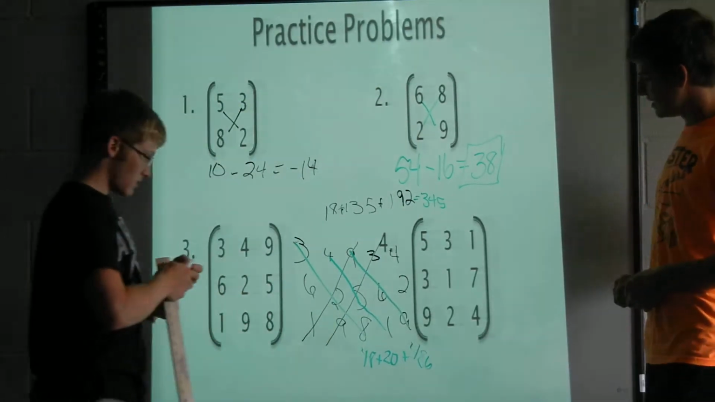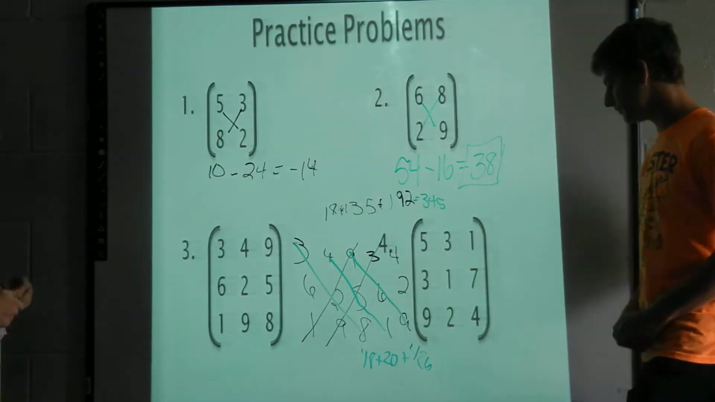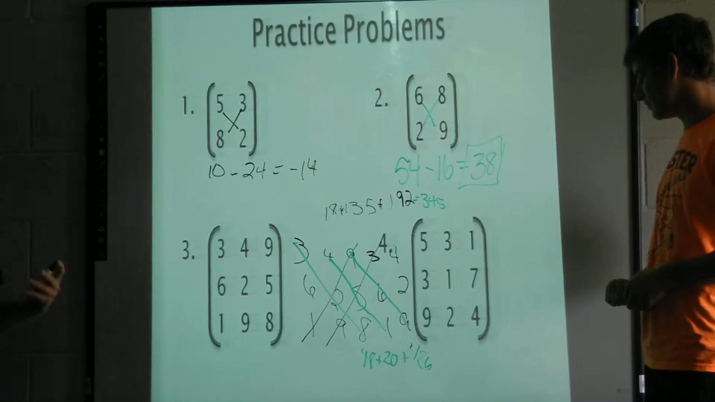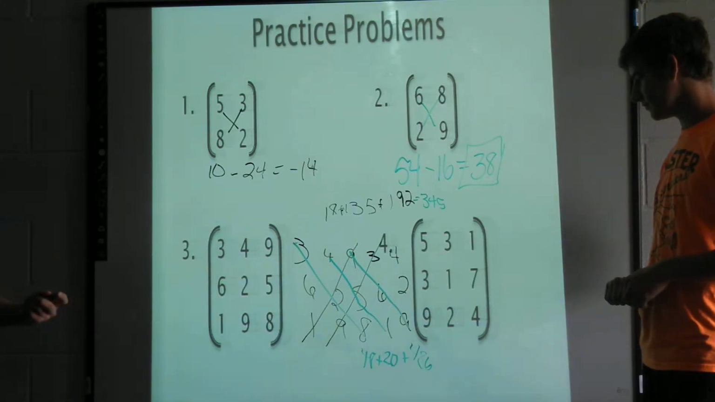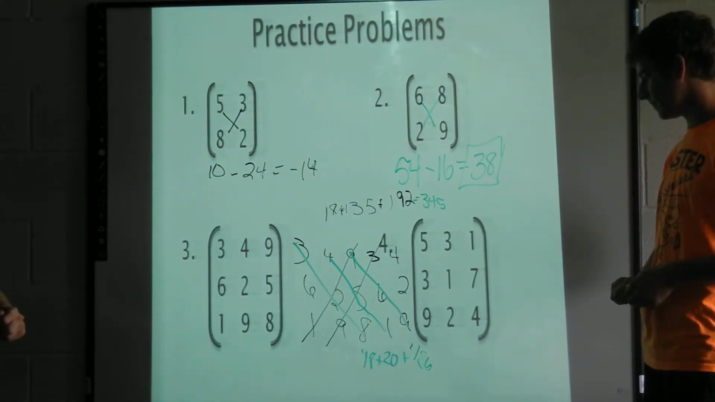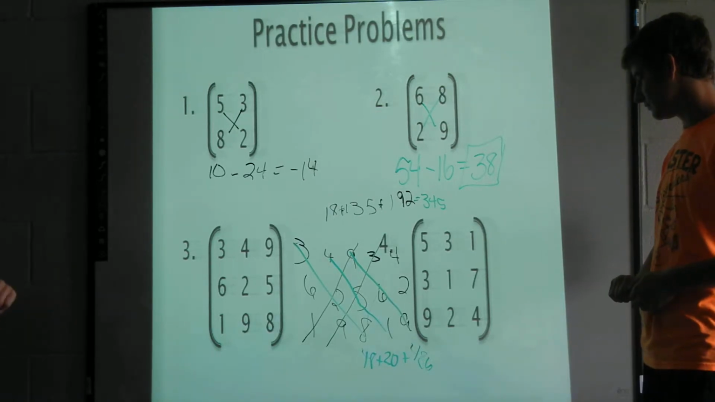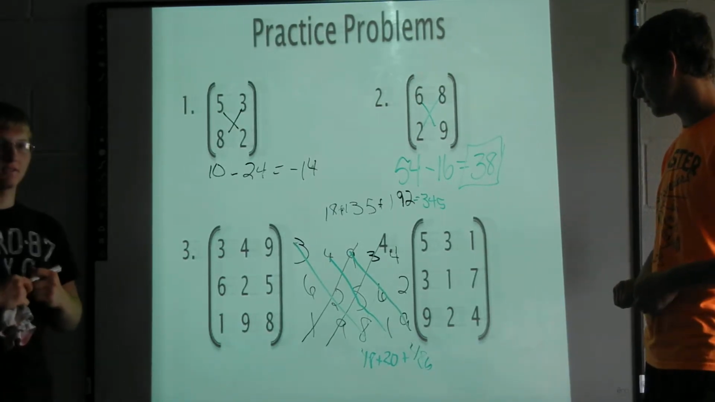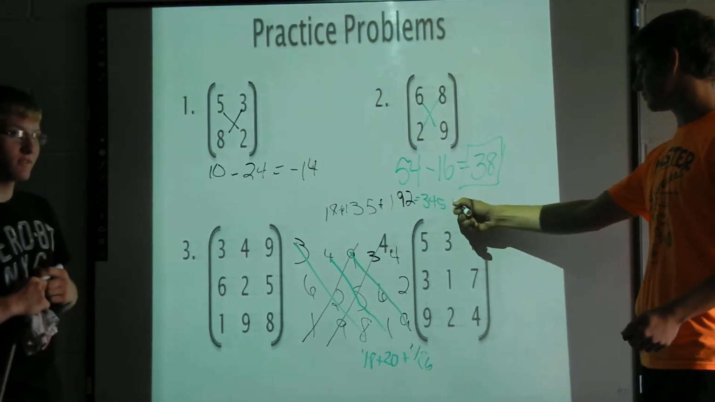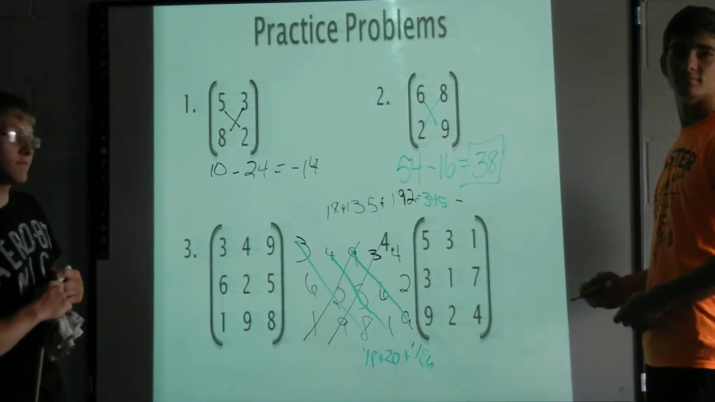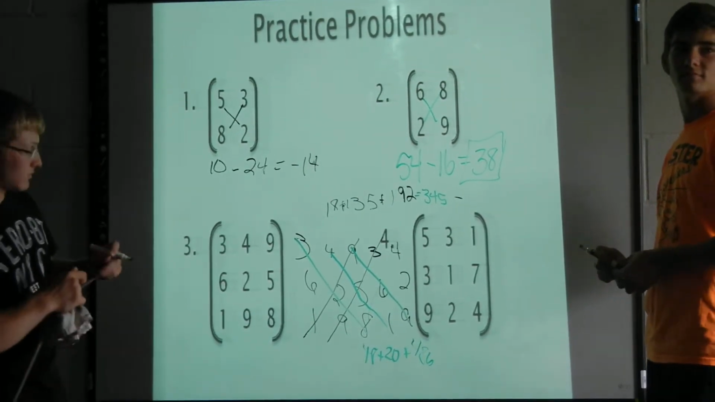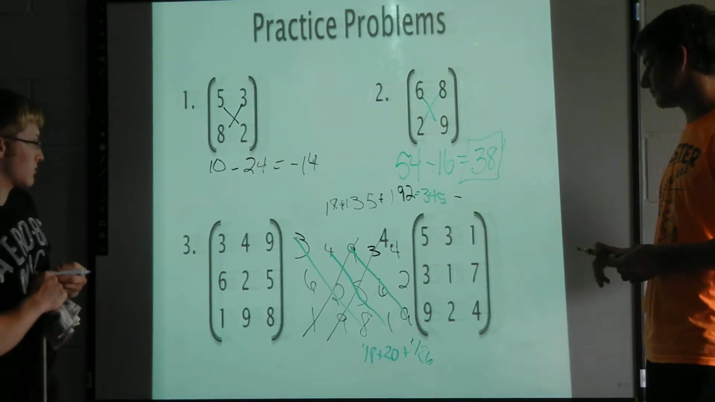And then you're going to take these numbers and subtract them. What is 48 and 20? That's 68. 68 and 486 is 554. So 554 minus 345.